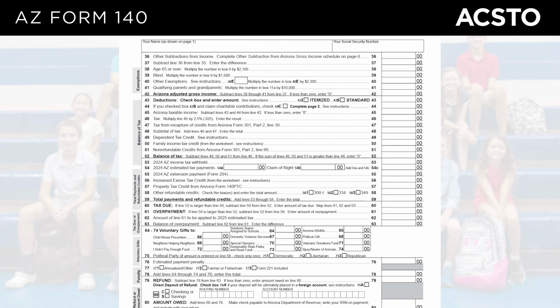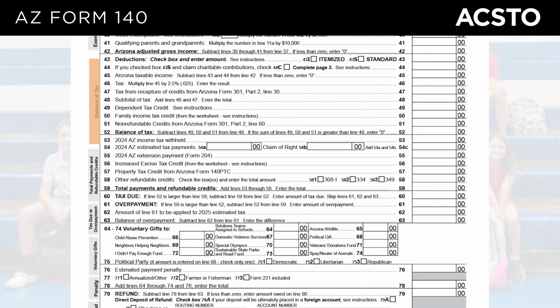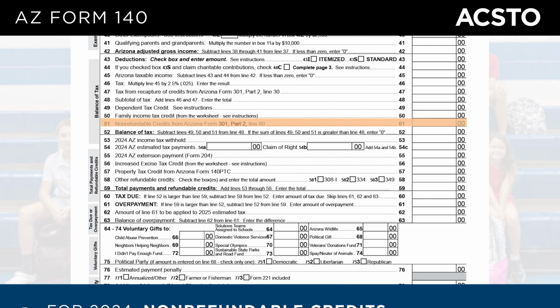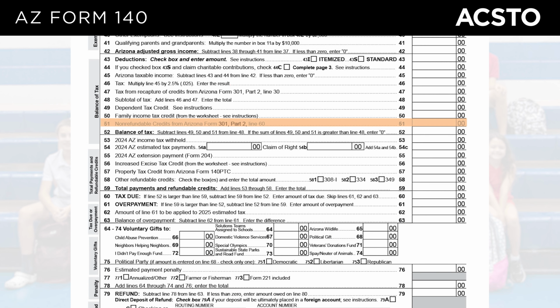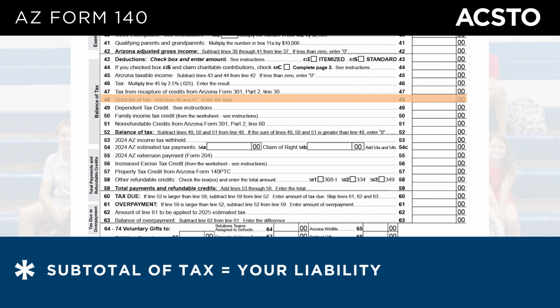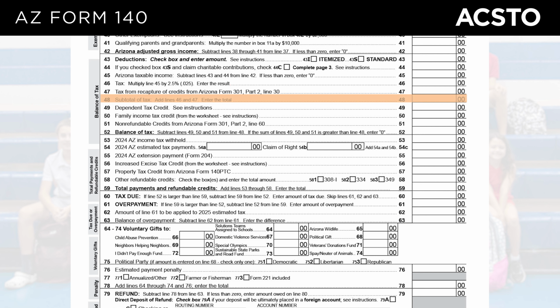In the Balance of Tax section of Arizona Form 140, enter the total from Form 301 on the line called Non-Refundable Credits from Arizona Form 301. If you look back up to the line titled Subtotal of Tax, that's where you've calculated what your state income tax payment will be. This is your liability, as long as the amounts on the two lines directly below it are zero. If you're claiming either the dependent tax credit or the family income tax credit, be sure to subtract those amounts from your subtotal of tax to determine your liability.